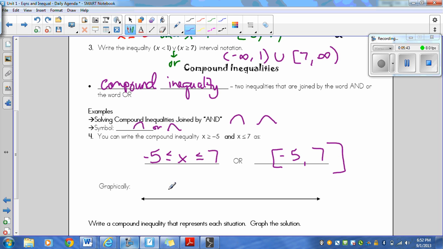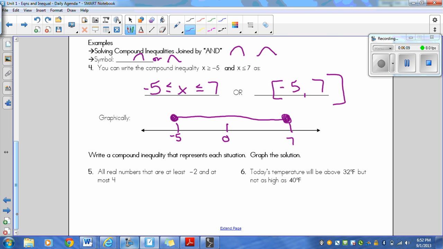Graphically, it looks like this. We're starting at negative 5. Put 0 there, make 7 a little bit further away, and we're including negative 5, we're including 7. And we want all the numbers in between. So it's not an arrow anymore, it's a connecting bar, if it's the and one.